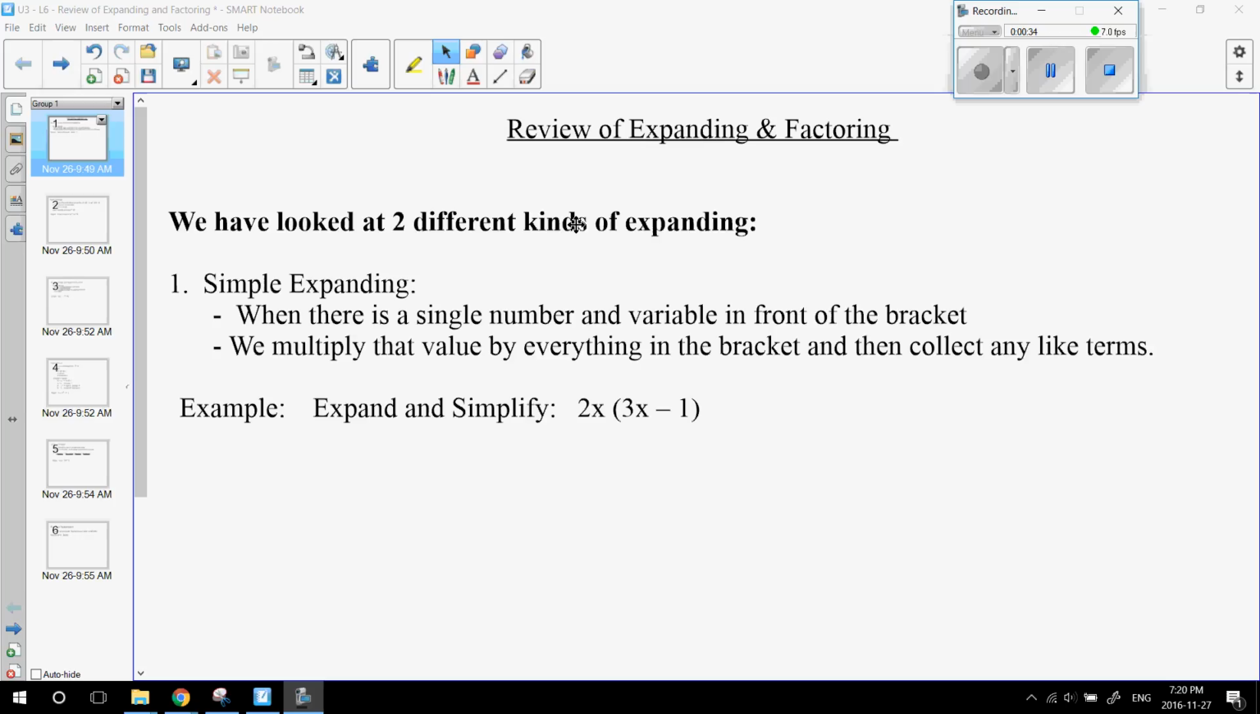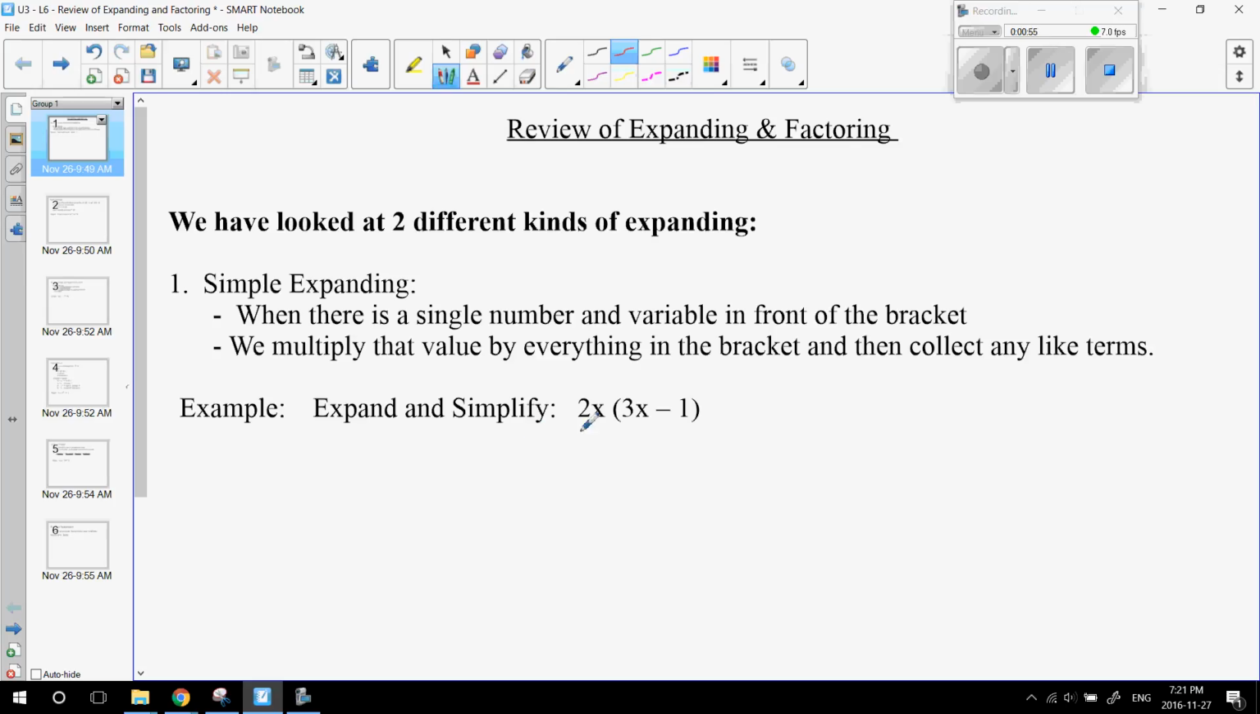We have two different types of expanding that we looked at. The first one was what we're going to call simple expanding. That's when there's a single number or a variable in front of the bracket. And all we did was multiply that value by everything inside the bracket and then collect any like terms if there were any like terms to collect. So let's take a look at the example.